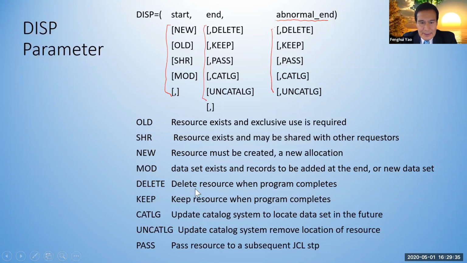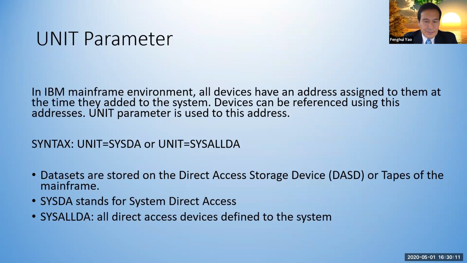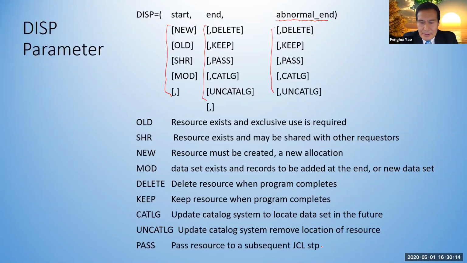DELETE, delete the resource when the program runs to completion. KEEP, keep the resource when the program completes. CATLG, catalog: update the catalog system to locate a dataset in the future. UNCATLG, uncatalog: update the catalog system, remove the location of the resource. PASS, pass the resource to a subsequent JCL step. Here is a step.